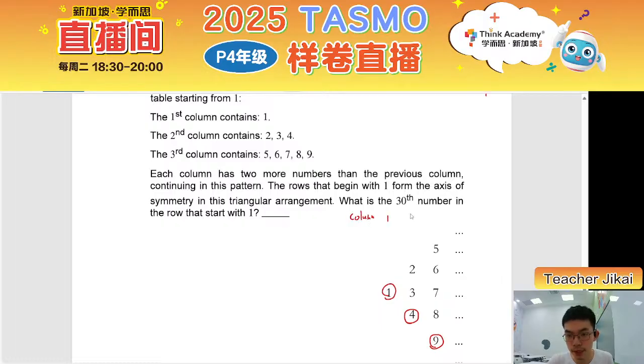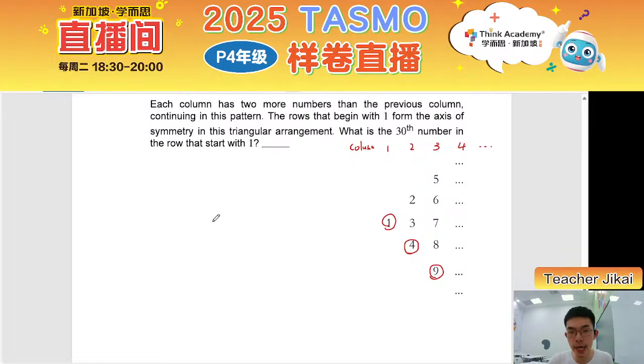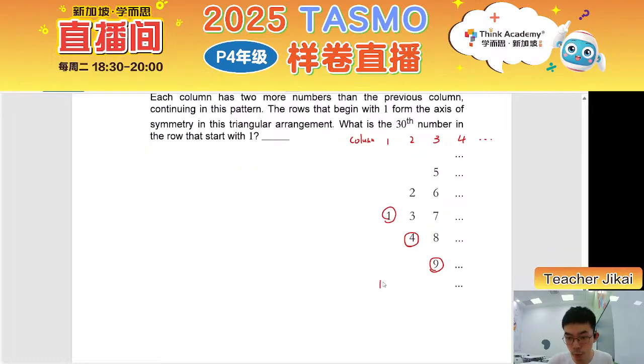The first column, the second column, the third column, the fourth column. So the first column, we have a 1 here. It means what? It is 1 squared. 4 is what? It's 2 squared. 9 is 3 squared. The last number on the column is always equal to the column's number squared.